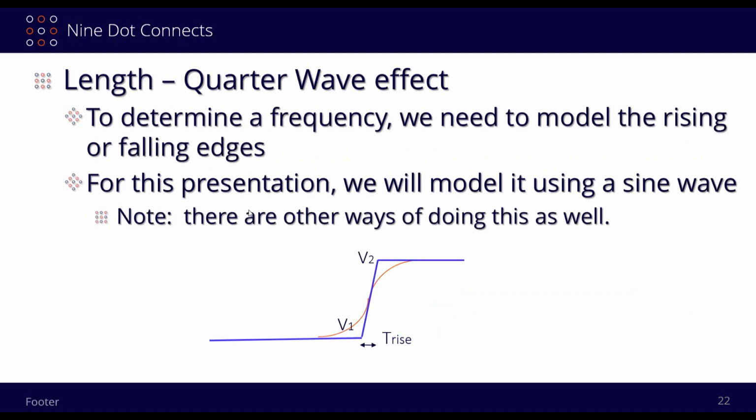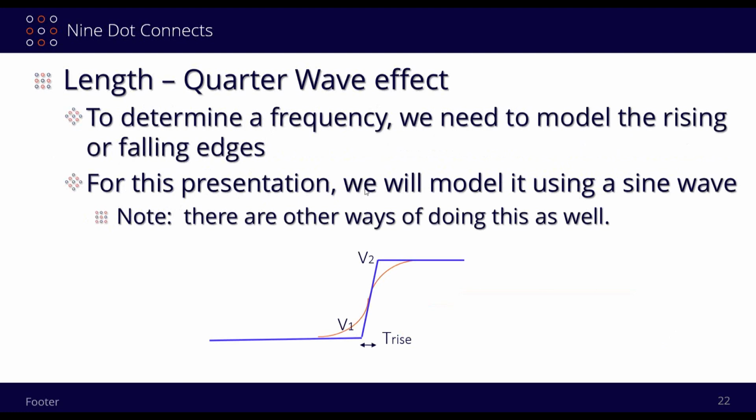So if we can determine the frequency that could cause this, then we need to model the rising time or the falling edges to determine the frequency. If we determine the frequency through some of the equations we're going to show you in a moment, then you can also determine what the distance is going to be before you start getting possible quarter wave effects between a victim and aggressor.